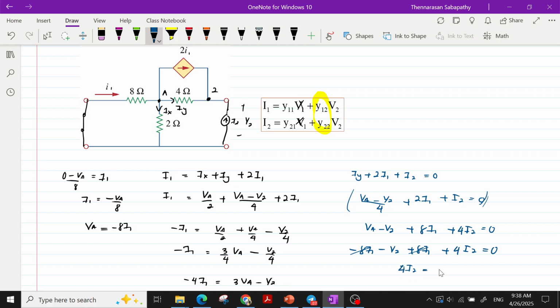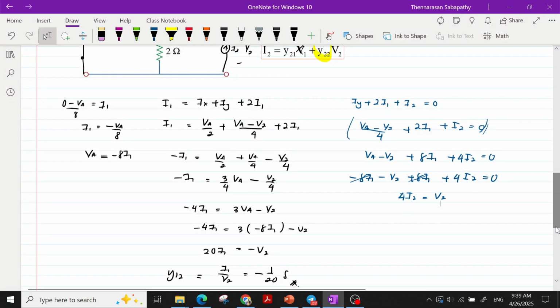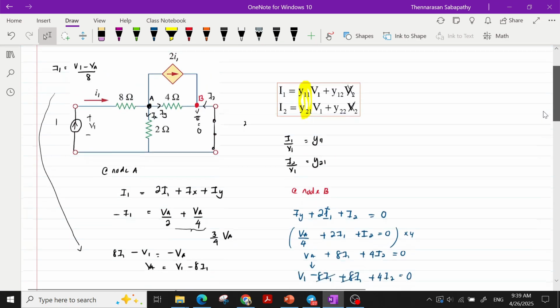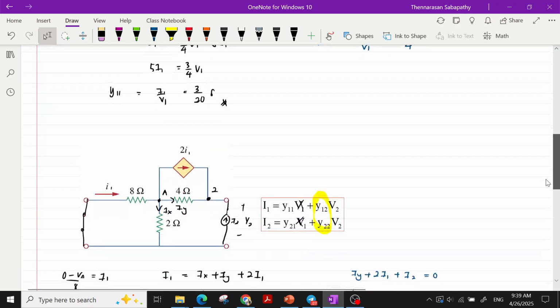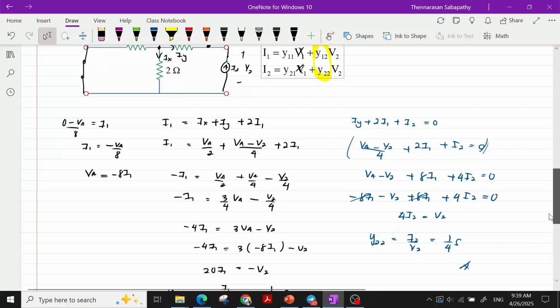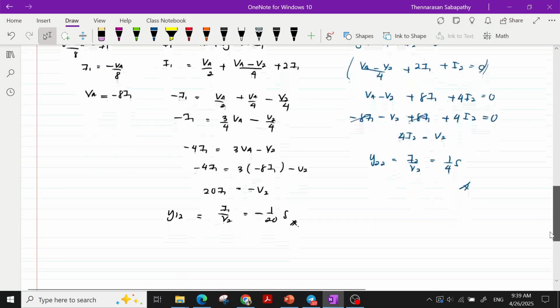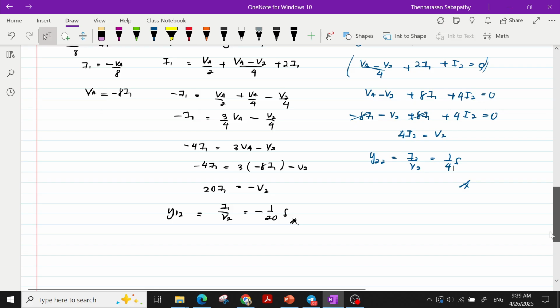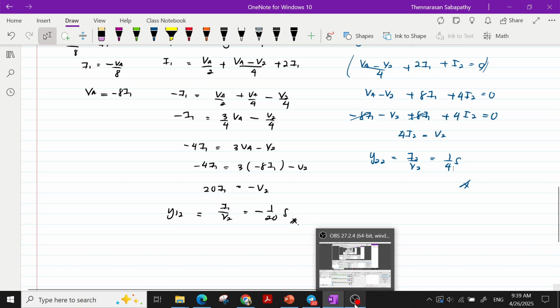4I2 equals V2, okay, and I2 over V2 equals 1 over 4, which is Y22. Okay, and the unit is S, admittance. Okay, so I hope you understand and you can go through the video many times if you cannot get any idea here, or you can still contact me, ask me any question regarding this analysis. So thanks for listening, hope you enjoy the class.